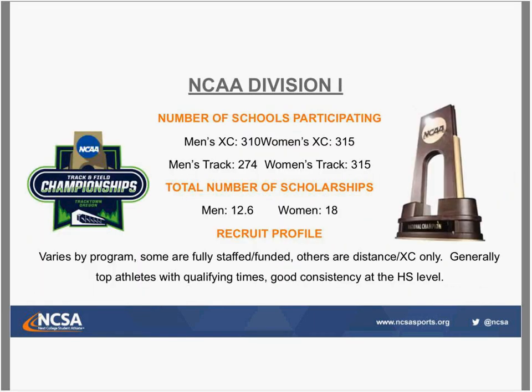I'm going to talk about Division I. They've got a number of schools that participate on both the track and cross-country side of things. If you're a women's track athlete, you don't have the opportunity to do cross-country only at the Division I level; you get to do both cross-country and track and field. They don't make jumpers and sprinters run cross-country, but you don't have the opportunity to do cross-country only is my point there. On the men's side, obviously, you do. Again, 12.6 scholarships on the men's side and 18 scholarships on the women's side.